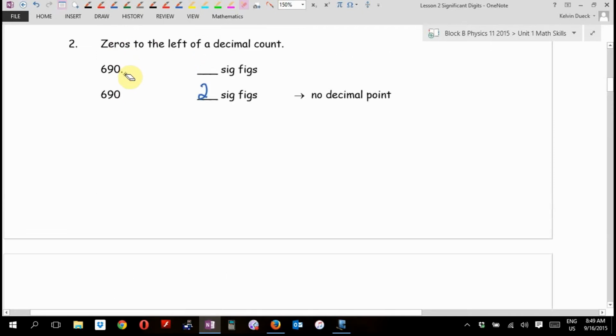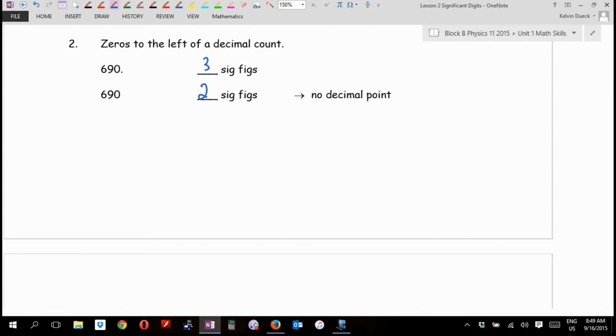Well, then what you would do is you would put a decimal there, and that's your way of saying to whoever's looking at this measurement, oh, by the way, I actually measured this accurate. This is where I rounded off to, and this just happened to be a 0. This would have 3 sig figs. So zeros to the left of a decimal count.